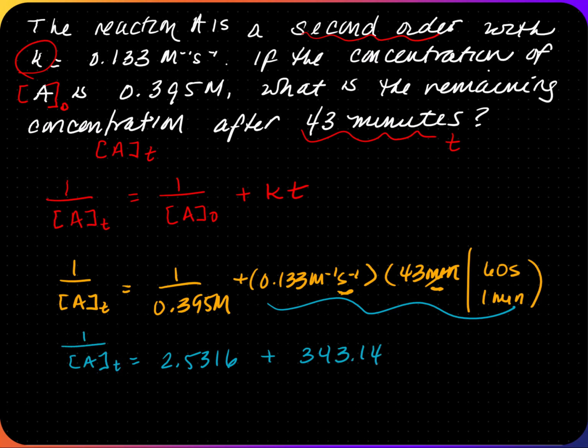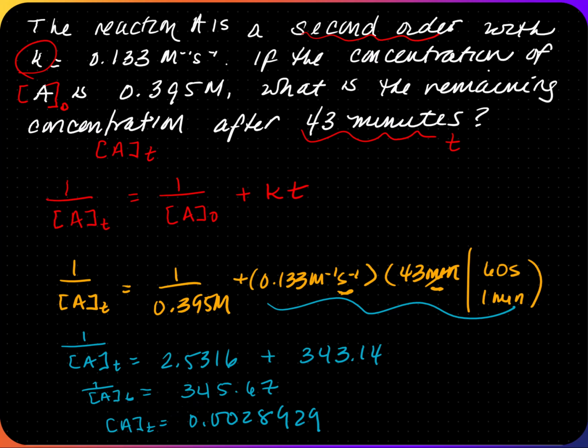So now I need to add these two numbers on the right side. You should get 345.67 is equal to 1 over A t. So A t equals 0.0028929. You could solve this algebraically by cross-multiplying here or rearranging the algebra.